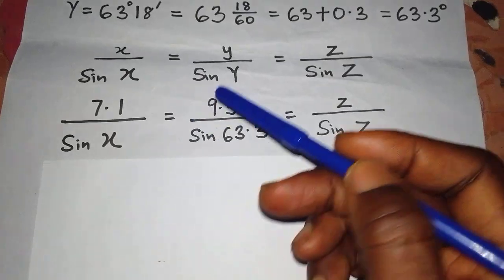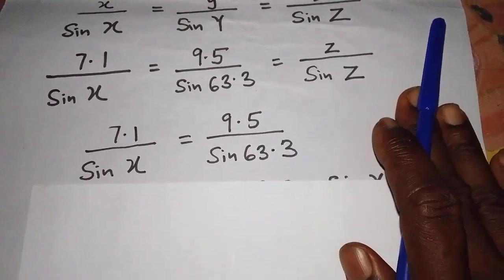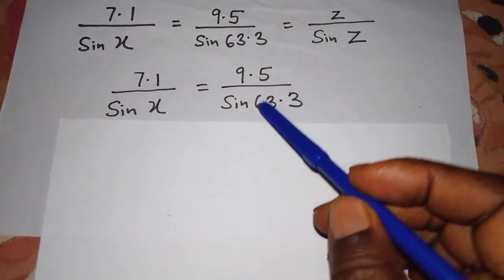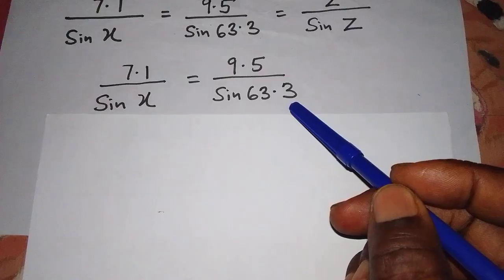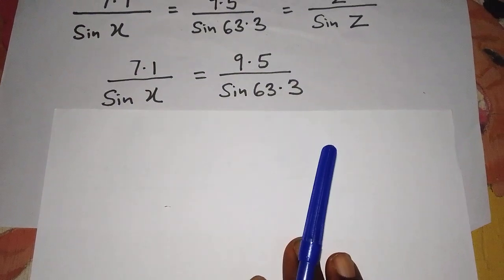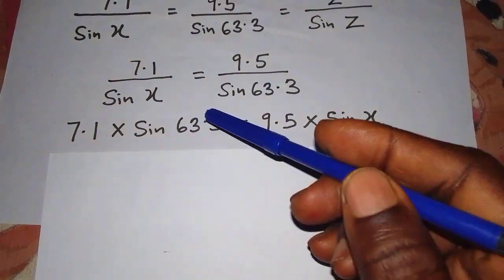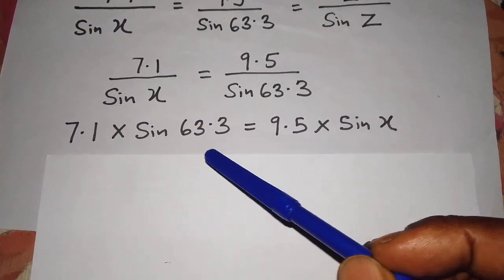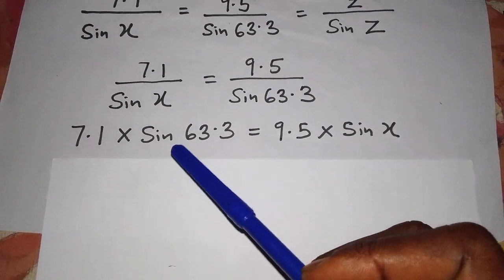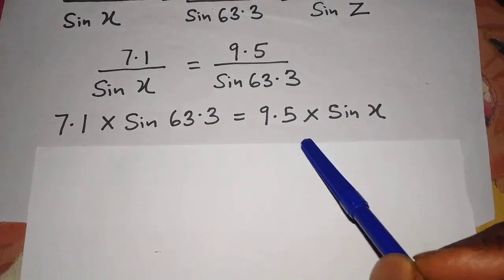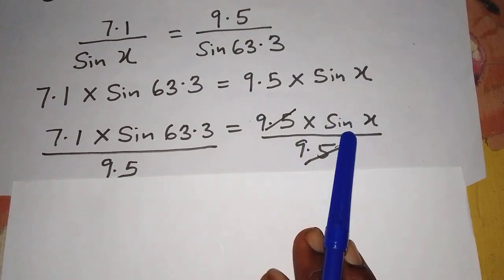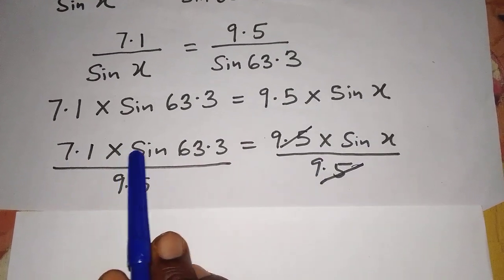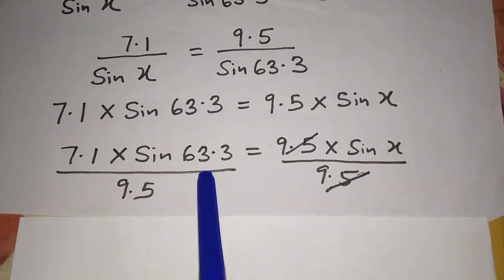So you are going to pair this. So 7.1 divided by sine x equals 9.5 divided by sine 63.3. From here you are going to cross multiply. 7.1 times sine 63.3 equals 9.5 times sine x. When you get here, we are looking for sine x, so you divide both sides by 9.5. When you divide by 9.5, you are left with sine x on this side. Then 7.1 times sine 63.3 over 9.5.